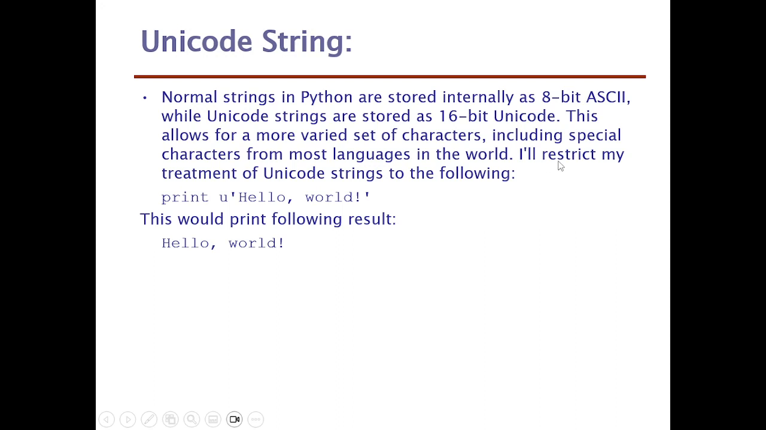I'll restrict my treatment of Unicode strings to the following. Once we print the Unicode string hello world, this would print the following result: hello world. I think it's just the same. The difference is that normal Python strings are stored internally as 8-bit, but when you use Unicode, it will be stored as 16-bit.